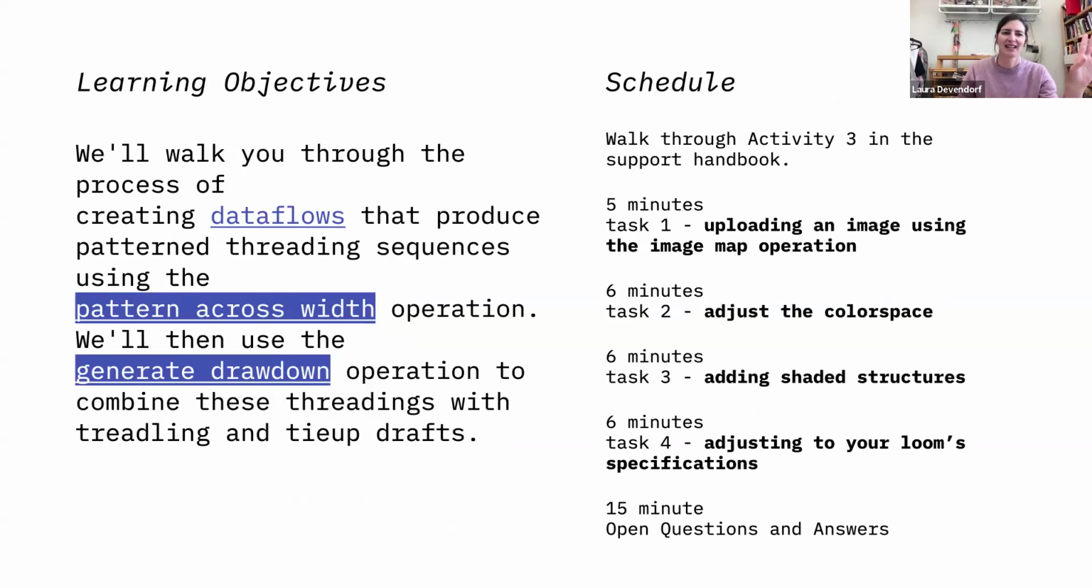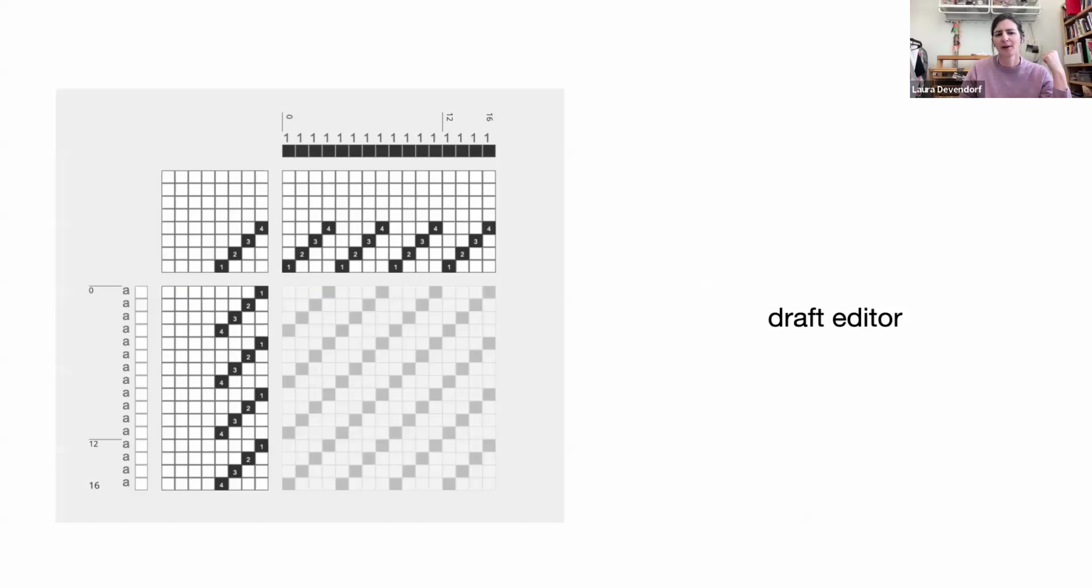The learning objectives today are to walk through the process of creating data flows that produce pattern threading sequences and treadling sequences using the pattern across width operation and the generate drawdown operation. What I've come to understand is the traditional approach to creating woven drafts for shaft or Dobby or maybe jack looms is this 4-quadrant system where you have a threading at the top, a tie-up in the corner, and on the left or right side, you have a treadling or a lift plan.